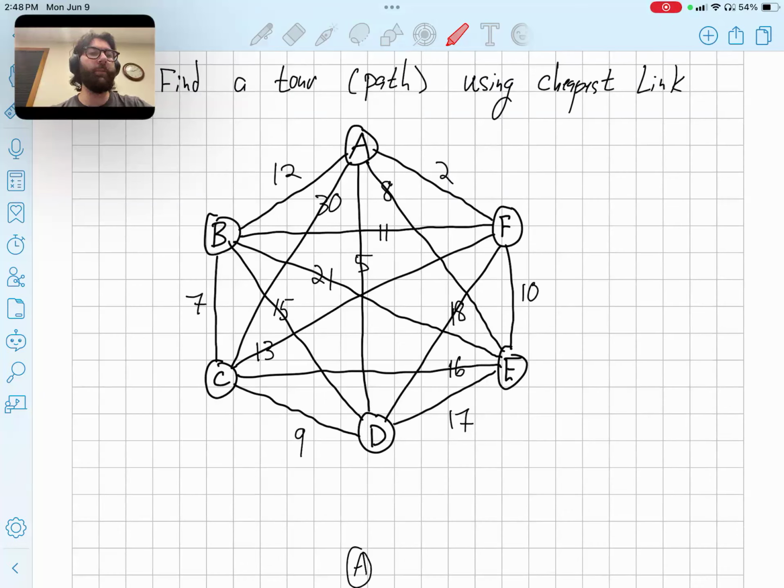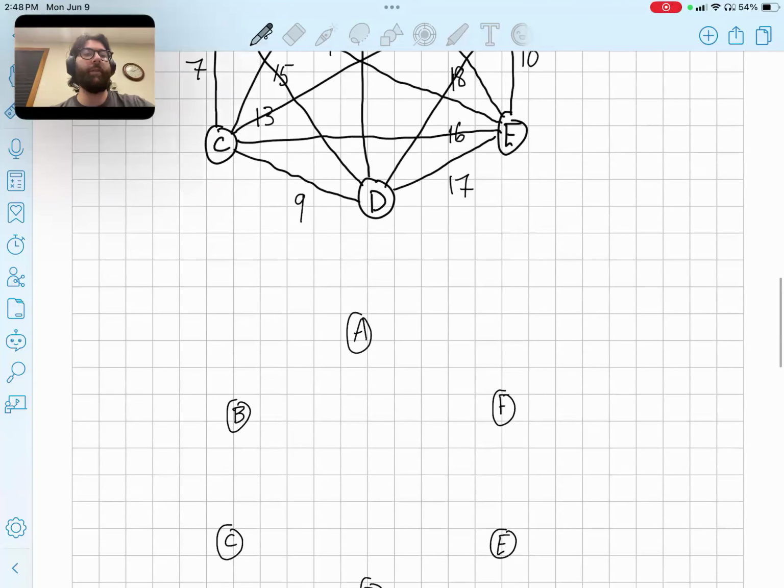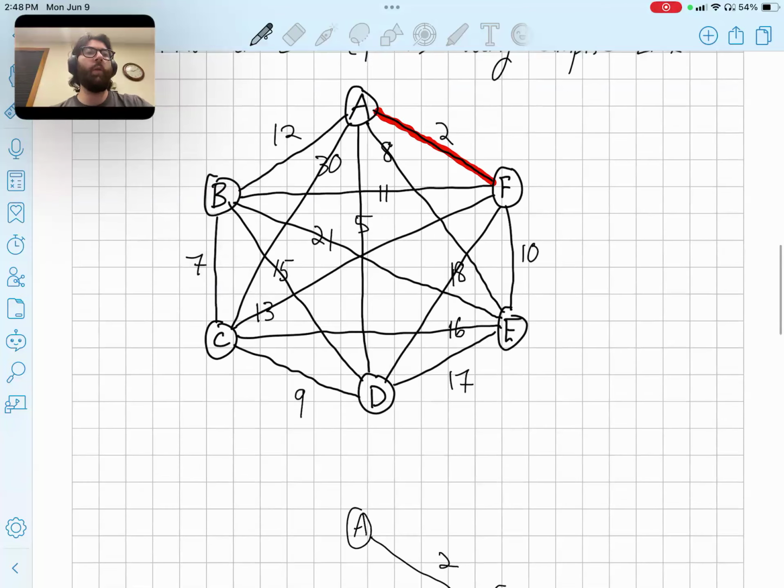So I see I have a 2. So the question is, do I have a 1? I'm looking, I've got a lot of numbers to look at. I don't have a 1, so my cheapest edge is this one right here. So AF. Okay, what's my next cheapest? So I see I have a 7, I have a 5. Can I beat a 5? No, I can't beat a 5. So that's going to be A, D.